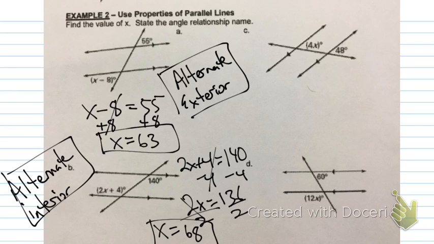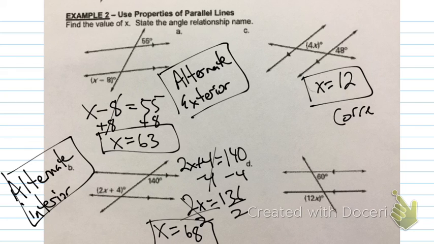So I'm going to skip C just for time. We would know that those two angles are equal to each other, right? Which should actually be 12. And that those are corresponding.